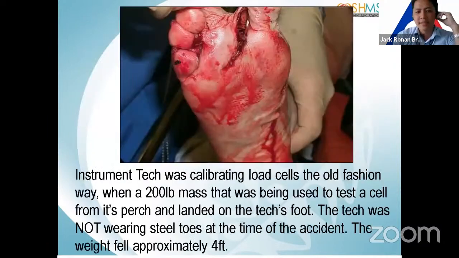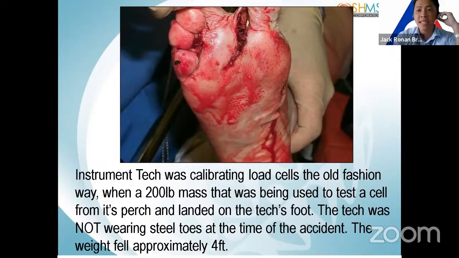So in this one, an instrument tech was calibrating load cells the old-fashioned way when a 2 pound mass that was being used to test a cell from each perch fell and landed on the tech's foot. The tech was not wearing steel toes at the time of the accident. The weight fell approximately from 4 feet.